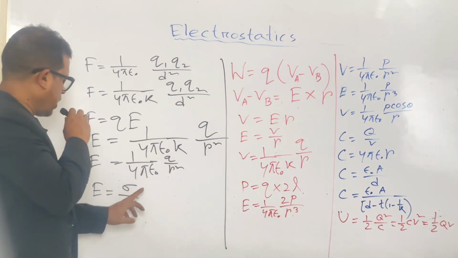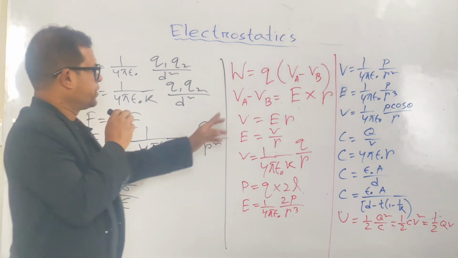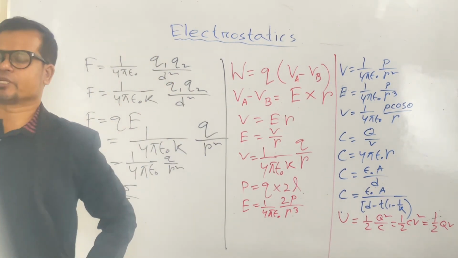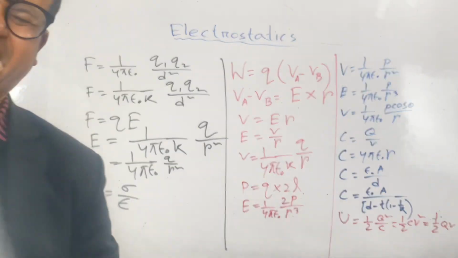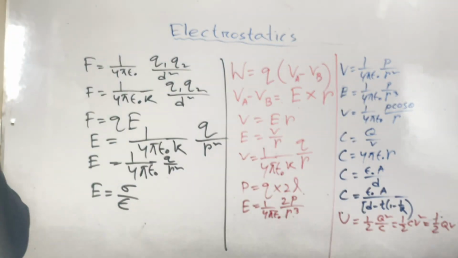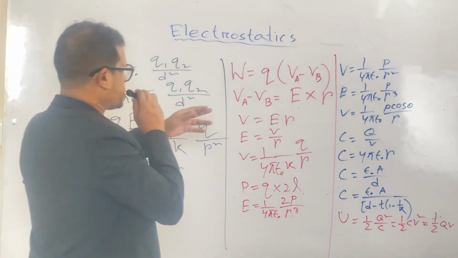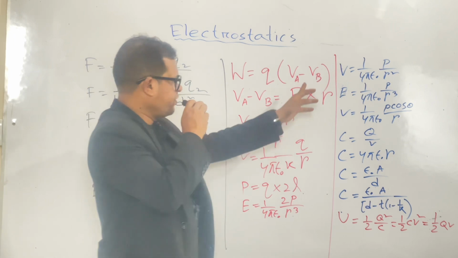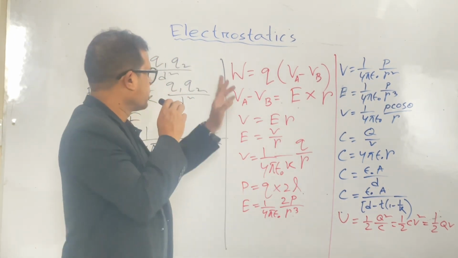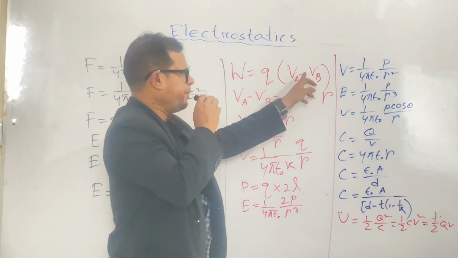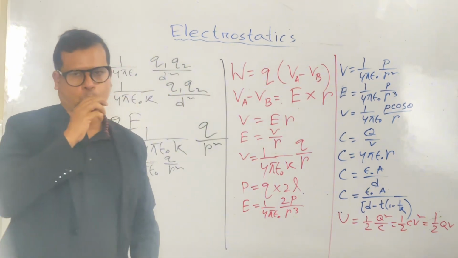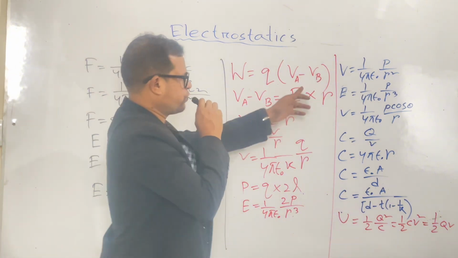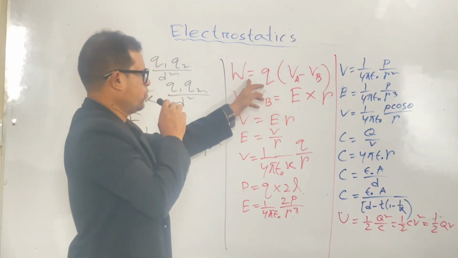W equals Q times the bracket VA minus VB. W is the work done, V is the voltage, and Q is the charge. VA is the voltage at point A, and VB is the voltage at point B. If you know Q, VA and VB, you can find W, the work needed to carry a charge from point B to point A.